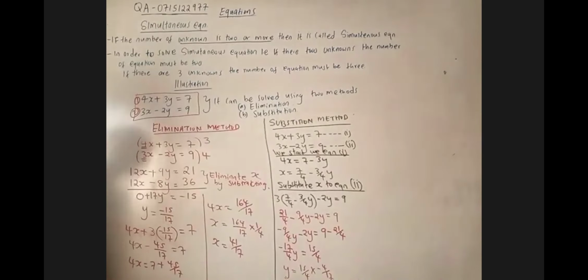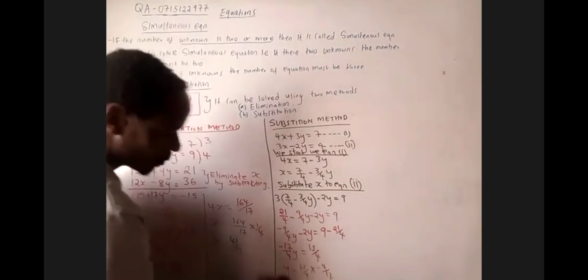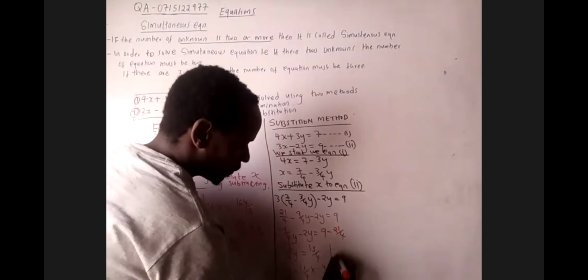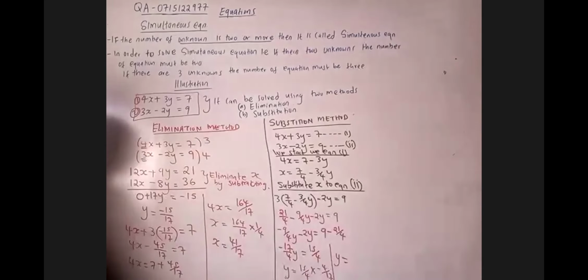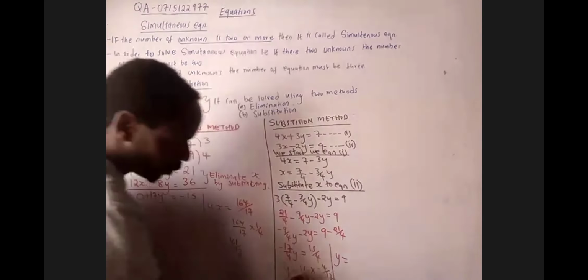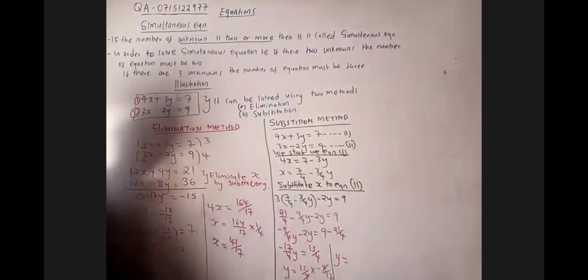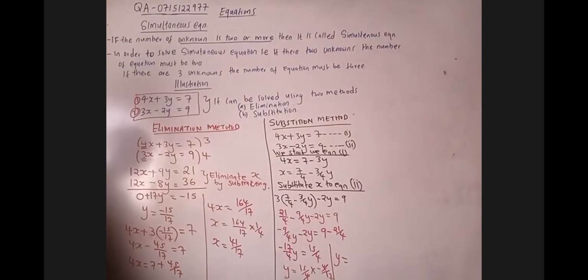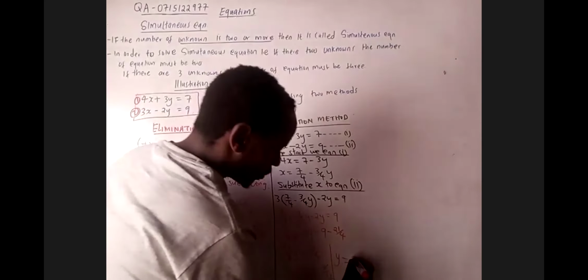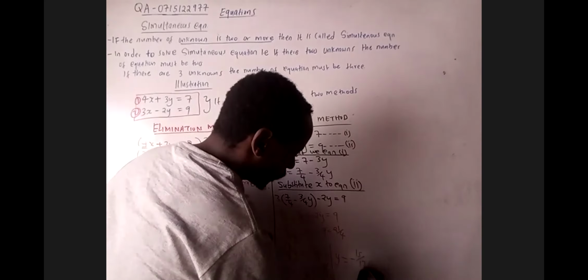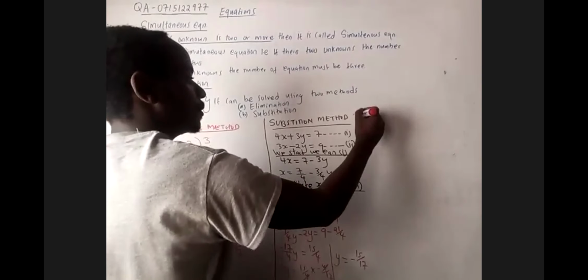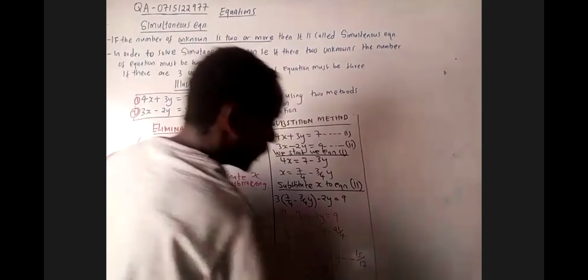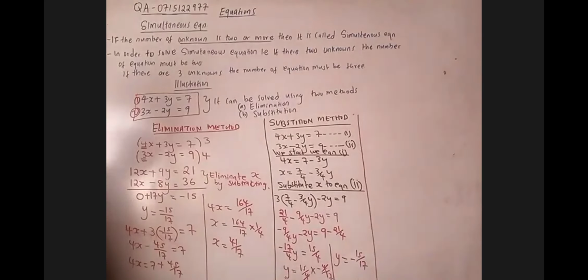So what's the value of y? 15 over 4 times minus 4 over 17. So y will be equal to, the 4 and 4 cancel, it becomes minus 15 over 17. Minus 15 over 17. So that's how you find the value of y.